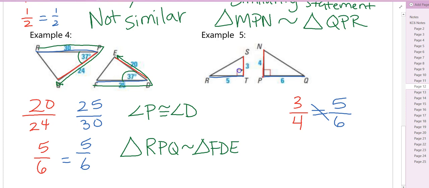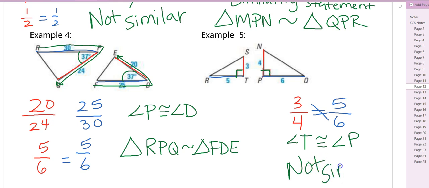Yes, we see that this perpendicular line means that these two angles are congruent. So if you want to write that for yourself, just because you know that they are equal to 90 degrees, but the fact that our sides are not proportional, we can't say that these triangles are similar. So this is simply just not similar because we do have that angle that's in the middle, but our sides are not proportional to one another.